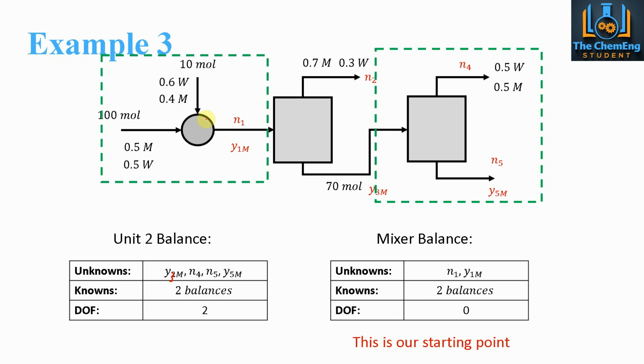Because, let's think about it, when we use the mixer, we'll then be able to determine N1 and Y1M. So that will take two unknown variables from this separation unit. And we had a degree of freedom of 2 in unit 1. So now we have two unknowns, two knowns, we can solve the system. So that's the process on how you would carry out degree of freedom analysis on each different unit and the overall system. And this allows us to determine that our starting point must be for this system on the mixer.